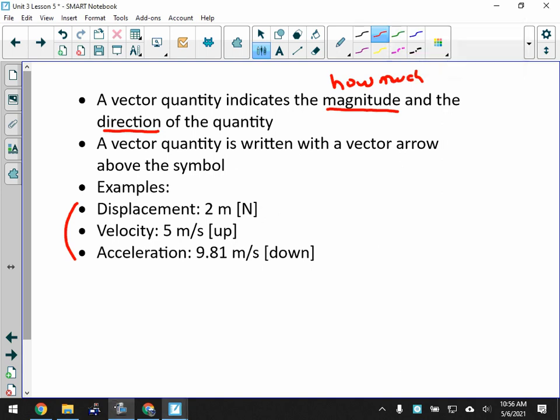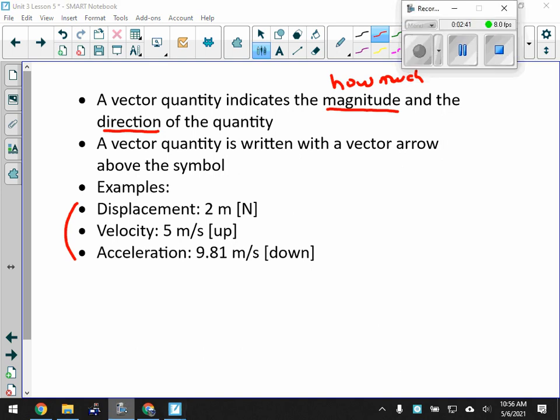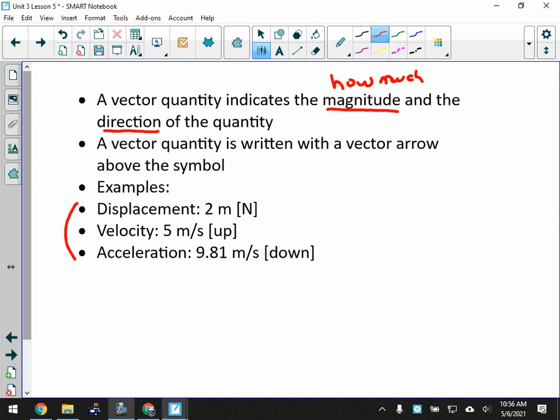Okay, so again, what was I going to say here? Am I still recording here? Yeah, okay. A vector quantity is written with a vector arrow above the symbol. And here are some examples. You'll notice these words look a little different than ones we've used so far. We'll get to that eventually.